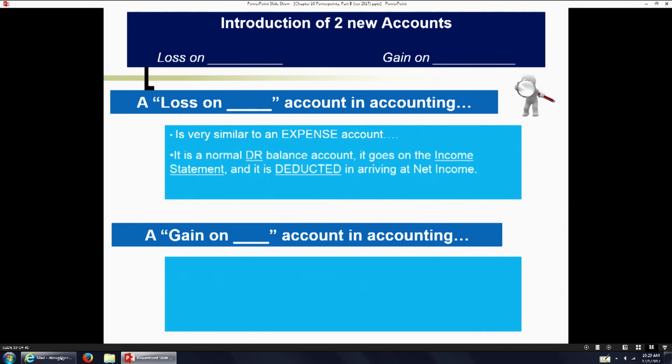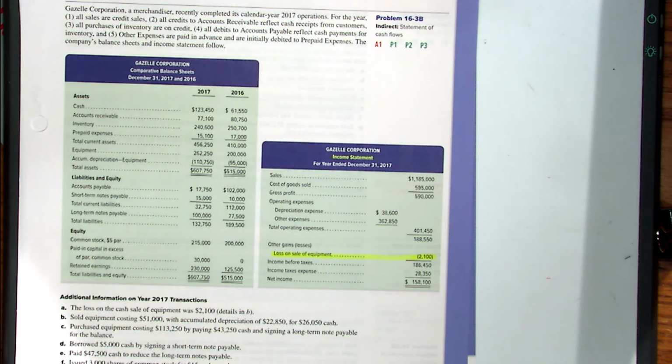It goes on the income statement, and it is deducted in arriving at net income. It's also a temporary account, and it's closed in the closing process. Now, I'm going to show you an income statement that has a loss on it, and you'll see how this is true. Remember, I said it's very similar to an expense account. It goes on the income statement, and it's deducted in arriving at net income.